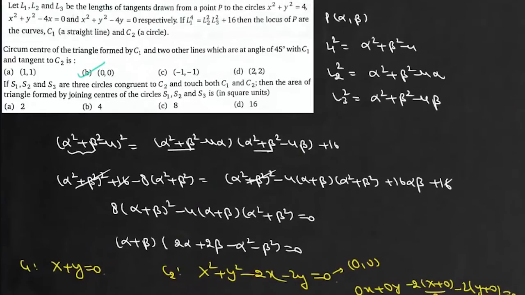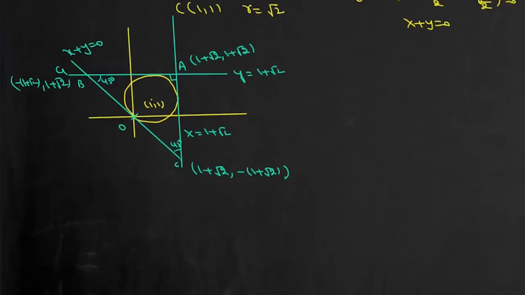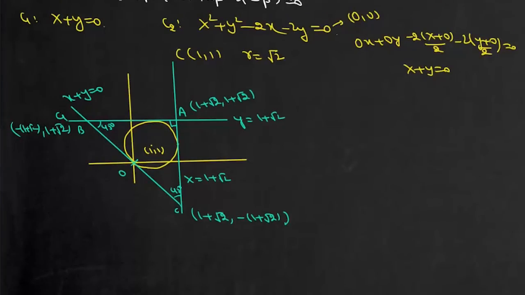Now, this second question is, if S1, S2, and S3 are three circles congruent to C2 and touch both C1 and C2, then area of triangle formed by joining centers of S1, S2, and S3 is. So now basically we have C1 and C2, and it says we have three circles which are congruent to this C2 and which touch both C1 and C2.